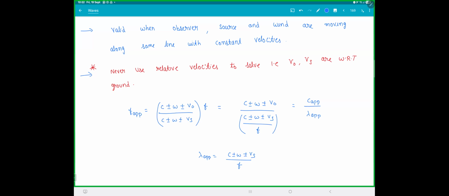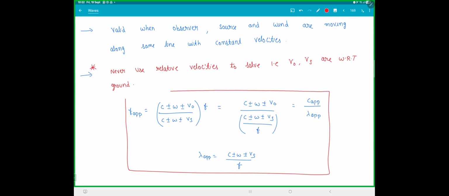Clear with this? Because wavelength will get affected only because of the source. Observer will never change the wavelength. That's one important thing. Because most people, when they ask lambda apparent, they get confused like how to get that, but it is there within the same formula. Clear with this? Let's see a question which will take care of all this.